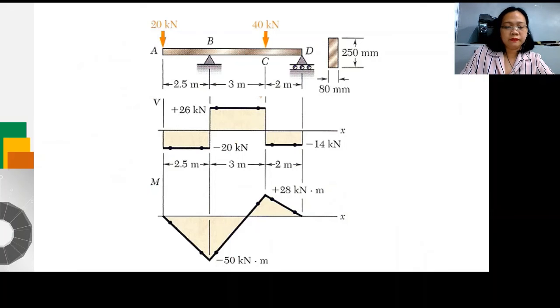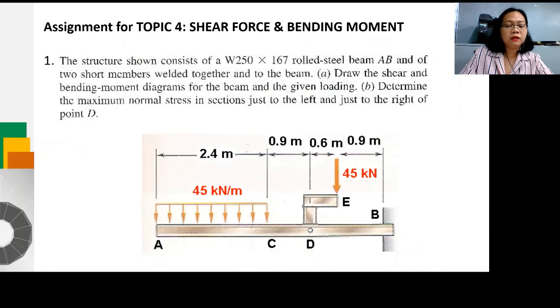Any questions? Okay, so let's proceed to your assignment. This is your assignment number 1. The structure shown consists of rolled, so this is a dimension of the beam, and 2 short members welded together to the beam. Draw the shear and bending moment diagrams of the beam for the given loading. So you have a distributed load 45 kilonewton per meter for 2.5 meters. Then at point E, you have 45 kilonewton.